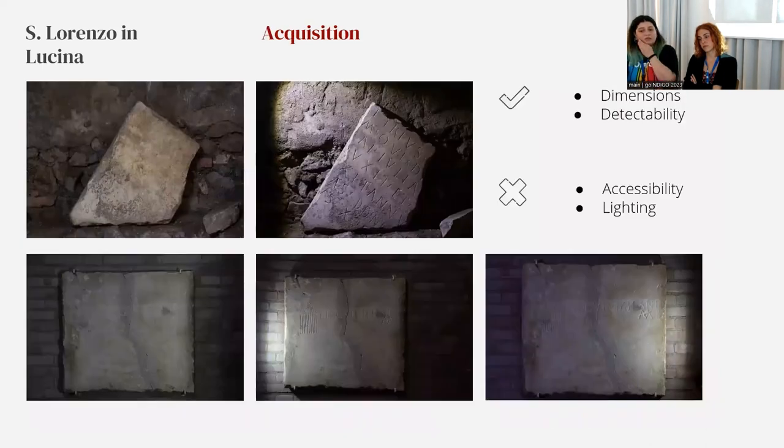Within the underground basilica, there are numerous inscriptions on which we tested the use of grazing light to increase the shadows and consequently the contrast between the letters and the support. In this case, of course, they were easier to identify compared to the graffiti I showed you before.